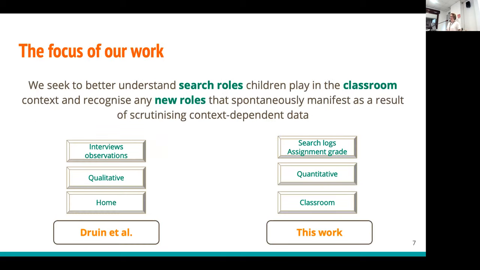How did they do it? Well, they did it by interviewing and observing children searching at home. So they ran a qualitative study. They coded the results of the interviews. They structured this typology of roles. We instead are going into the classroom, so a different context, and we are not interviewing, we are mostly using quantitative analysis on search logs and observations on the side and assignment grades.